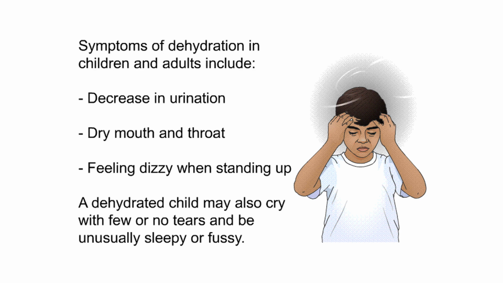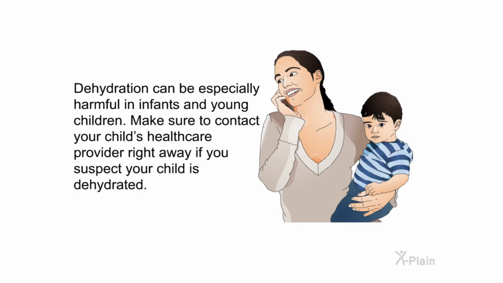Symptoms of dehydration in children and adults include decrease in urination, dry mouth and throat, and feeling dizzy when standing up. A dehydrated child may also cry with few or no tears and be unusually sleepy or fussy. Dehydration can be especially harmful in infants and young children. Make sure to contact your child's healthcare provider right away if you suspect your child is dehydrated.